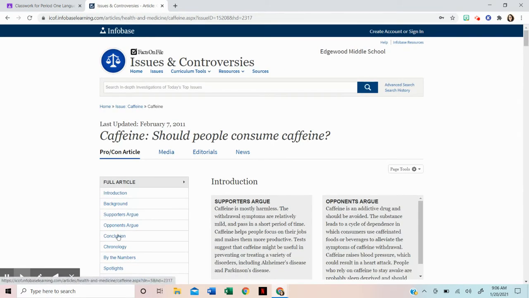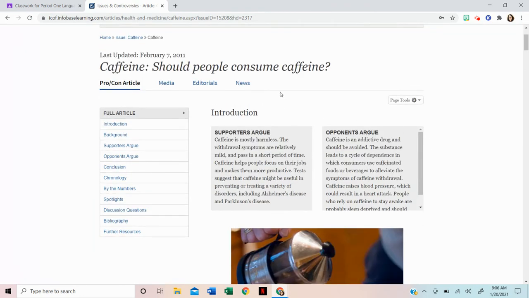And then it takes you directly to the article. So I chose caffeine, and that's exactly what this is talking about. Caffeine, should people consume it? Off to the left-hand side here, you've got the order in which they have put all of the information. Today, since all we're doing is previewing, I would only click on introduction and background. Okay, that's going to give you just kind of the basic information about this topic for you to quickly kind of look over and see, is this something I want to learn about? Is this something that I think is interesting?